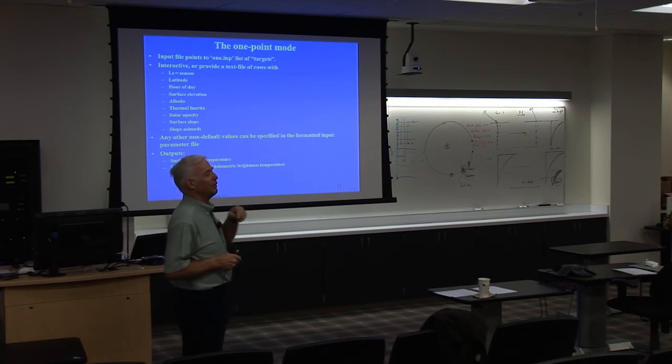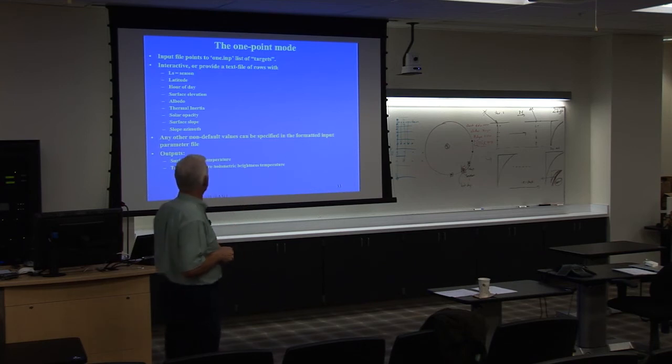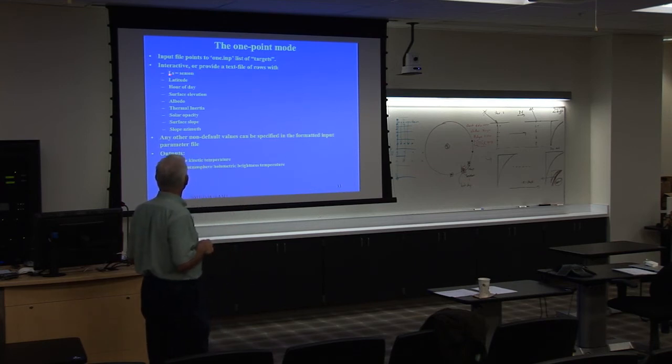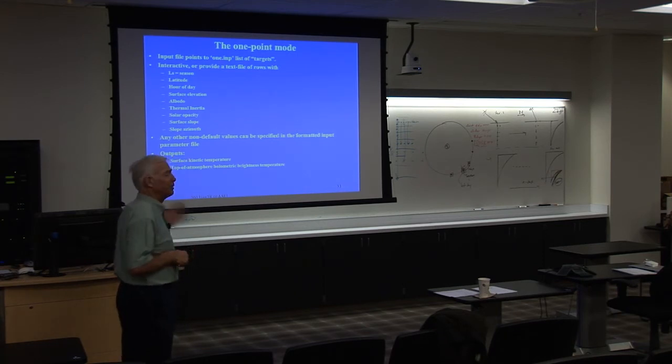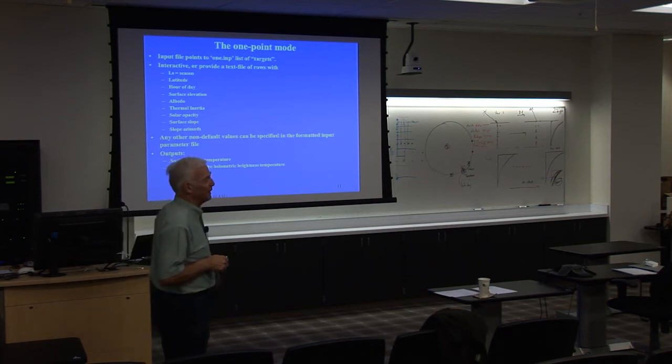It reads one line, runs a case, reads another line, runs a case, and so forth. And this is what's in that line. The season, the latitude, the time of day, the elevation, the albedo, thermal inertia, dust opacity, slope, and azimuth. Those are the complete list, and you have to specify all those in a highly structured input file at the moment. And it will run a case, and for each one, it will generate 2 terms: surface kinetic temperature and bolometric top of the atmosphere temperature.